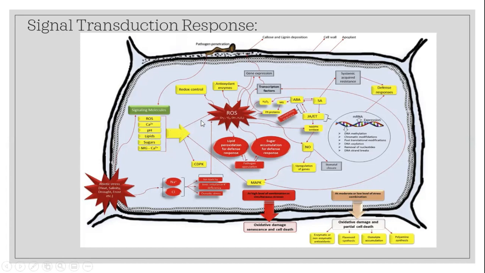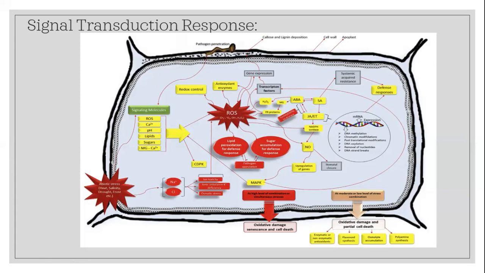It can lead to ROS accumulation, that can lead to a change in the transcription, and ultimately that can lead to gene expression changes. And ultimately, once the gene expression changes, it can lead to extra deposition of cellulose and lignin, and that will prevent the entry of pathogen inside the cell.